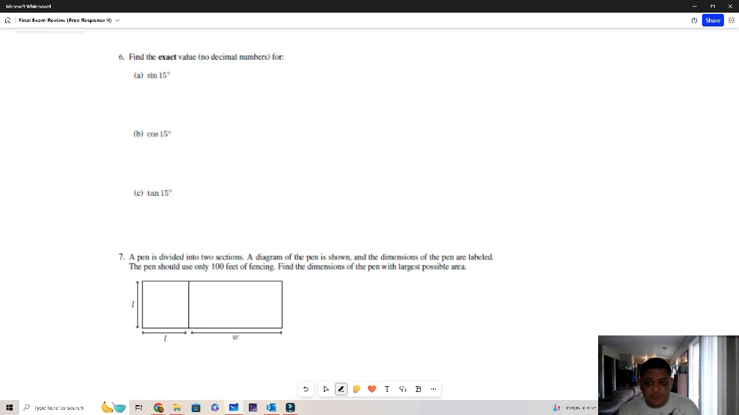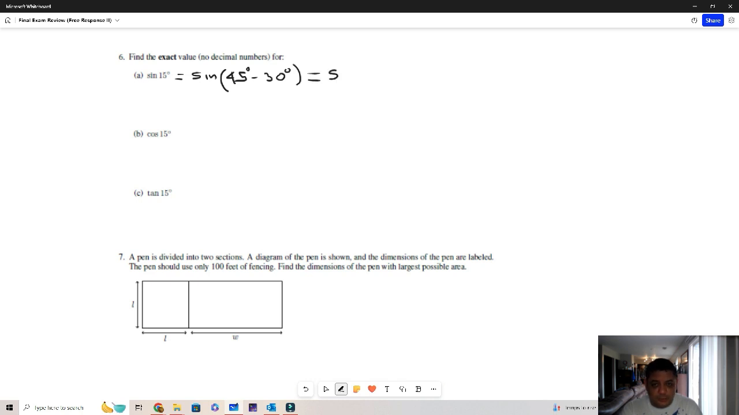So for example, sine of 15 is not something that we can calculate exactly, but we can write 15 as a difference between two angles that we know, two special angles, because we have the information of the special angles on the unit circle. For example, we can use 45 and 30, and those are two special angles that we know from the unit circle.